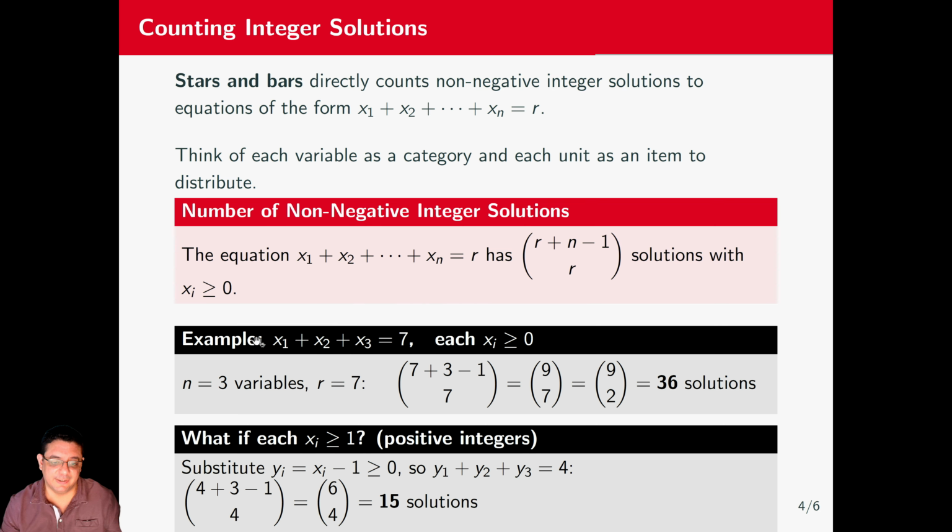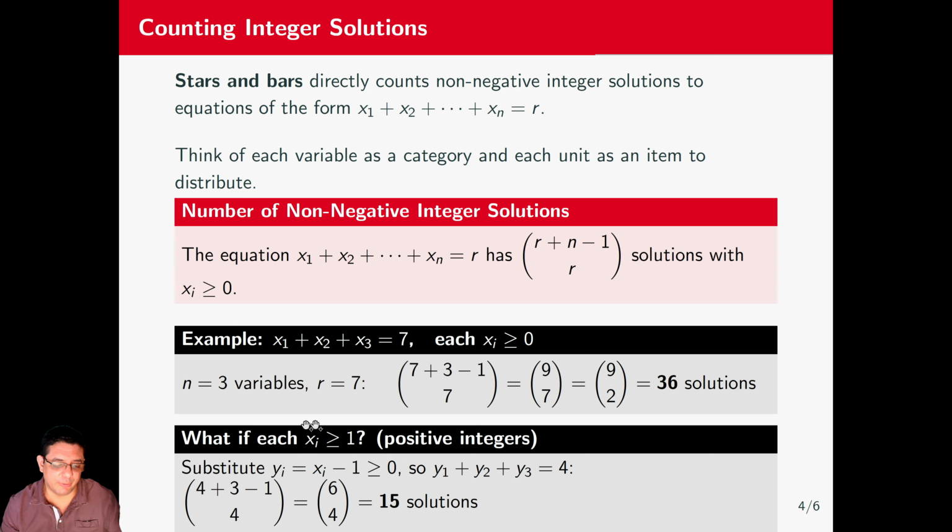As an example, if we go with x1 plus x2 plus x3 equals 7, then of course r equals 7, n equals 3, and then we can plug that into the formula. We're going to get 7 plus 3 minus 1 choose 7, which is 9 choose 7, or 9 choose 2, which is the same. And that's going to give me 36 solutions. And that's for xi bigger than 0.